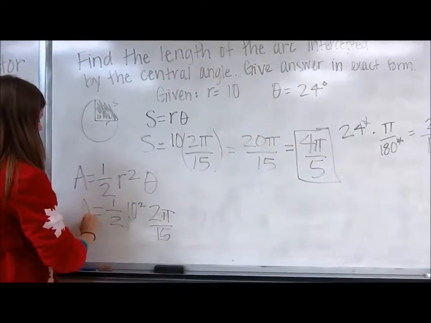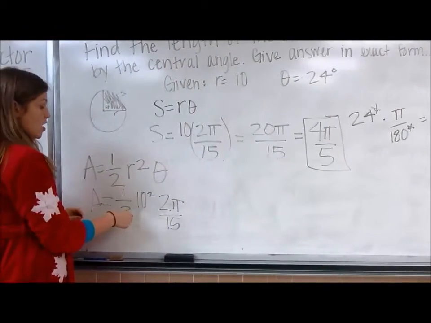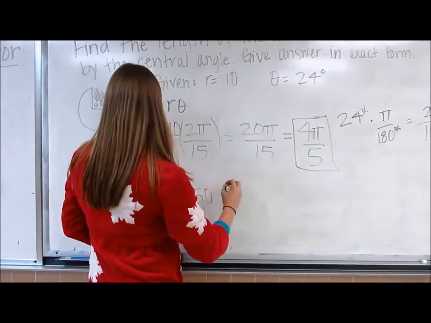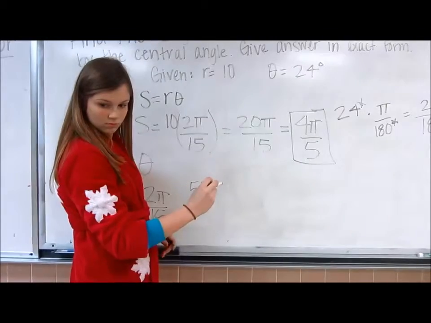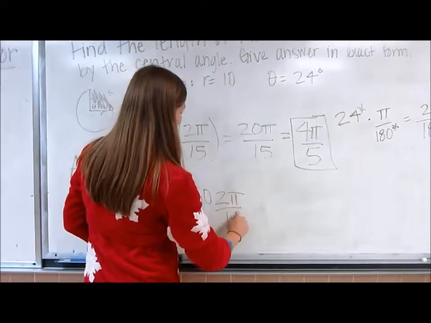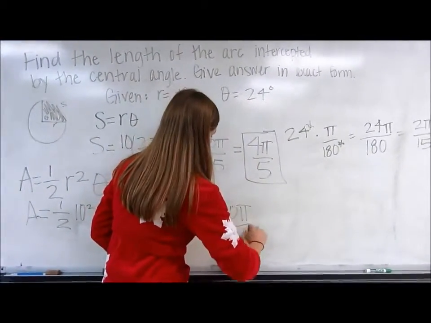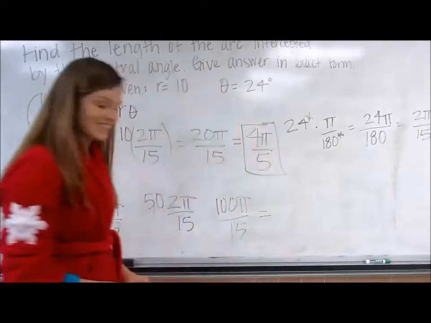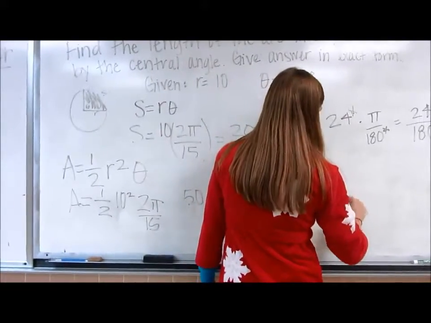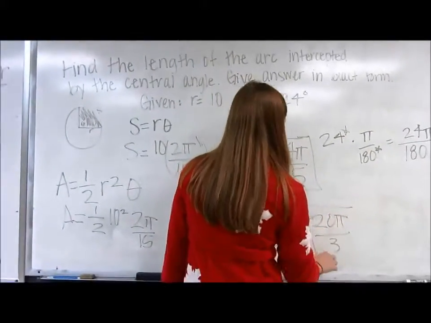Okay, so 10 squared is 100, and you times it by 1/2, that will be 50. Yep, 50 times 2 pi over 15. This is 100 pi over 15, which equals 20 pi over 3. And that is your area.